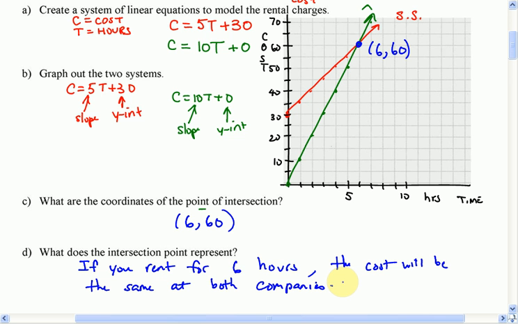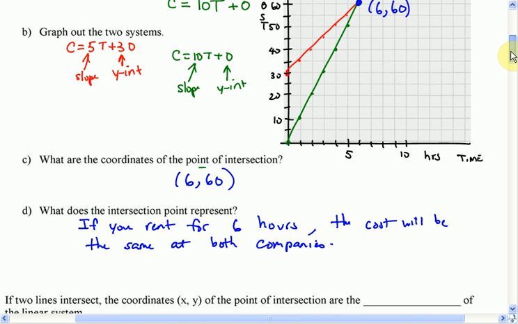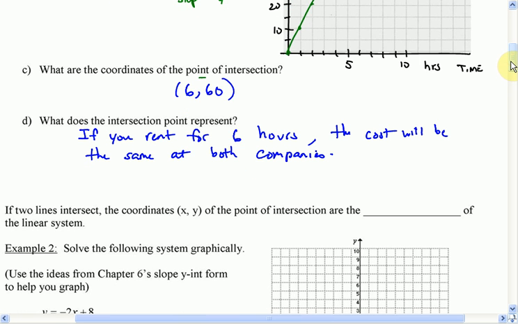And also graphically, you can tell that if you were to rent less than 6 hours, then boogie board would be the cheaper cost. But if you were renting more than 6 hours, then you should go with the ski shack. All right. Now, if two lines intersect, the coordinates, which we call x comma y, of the point of intersection are the solutions of the linear system.